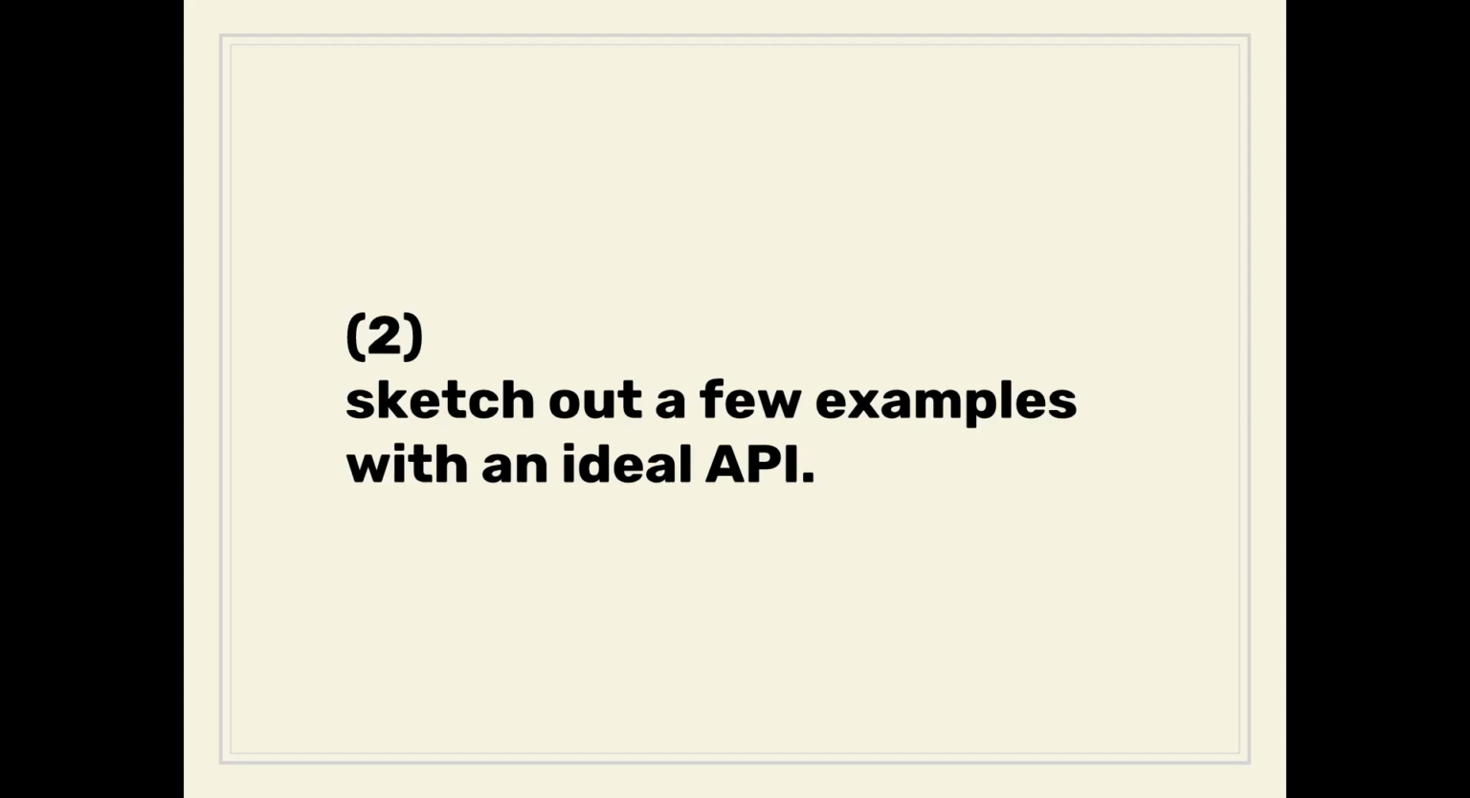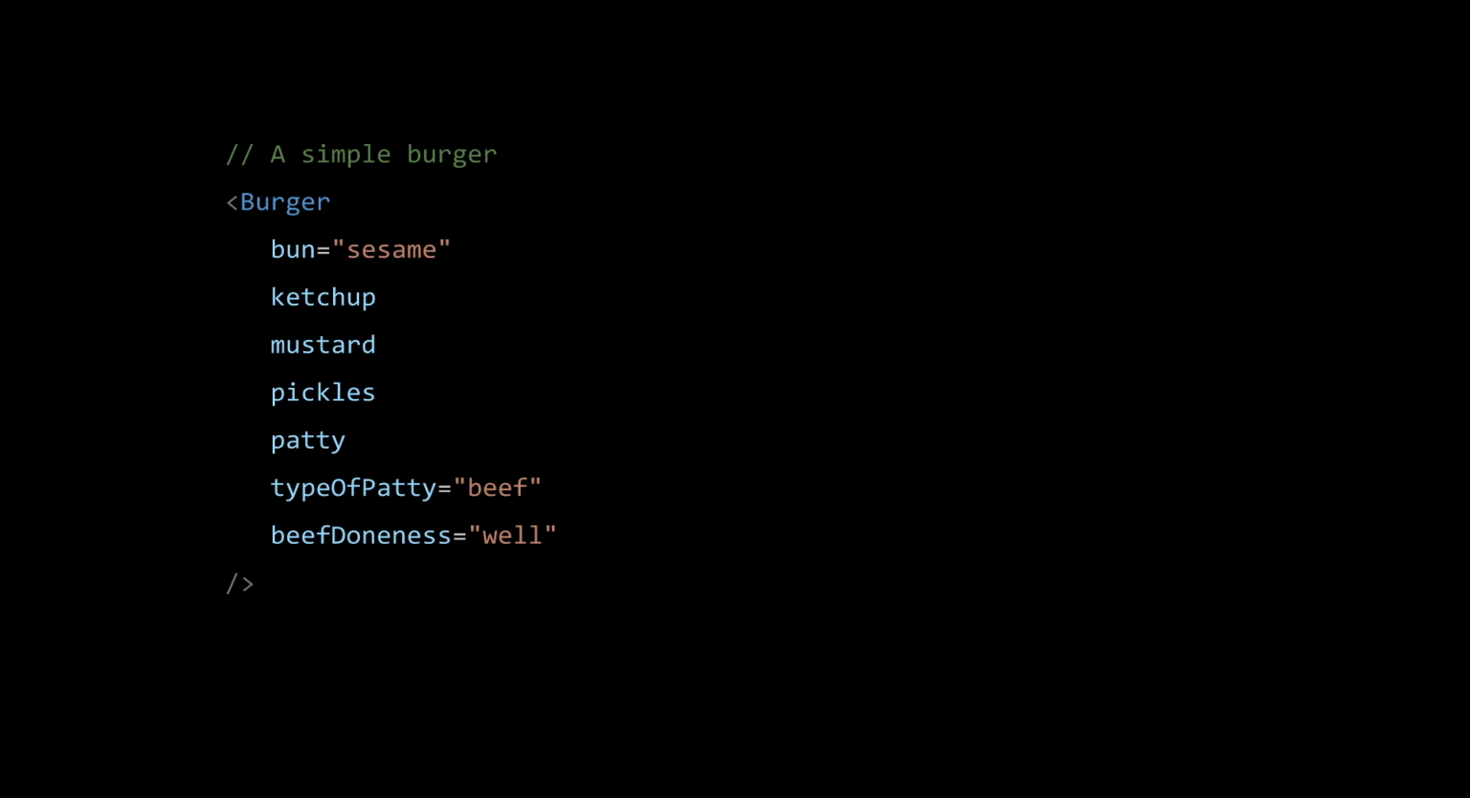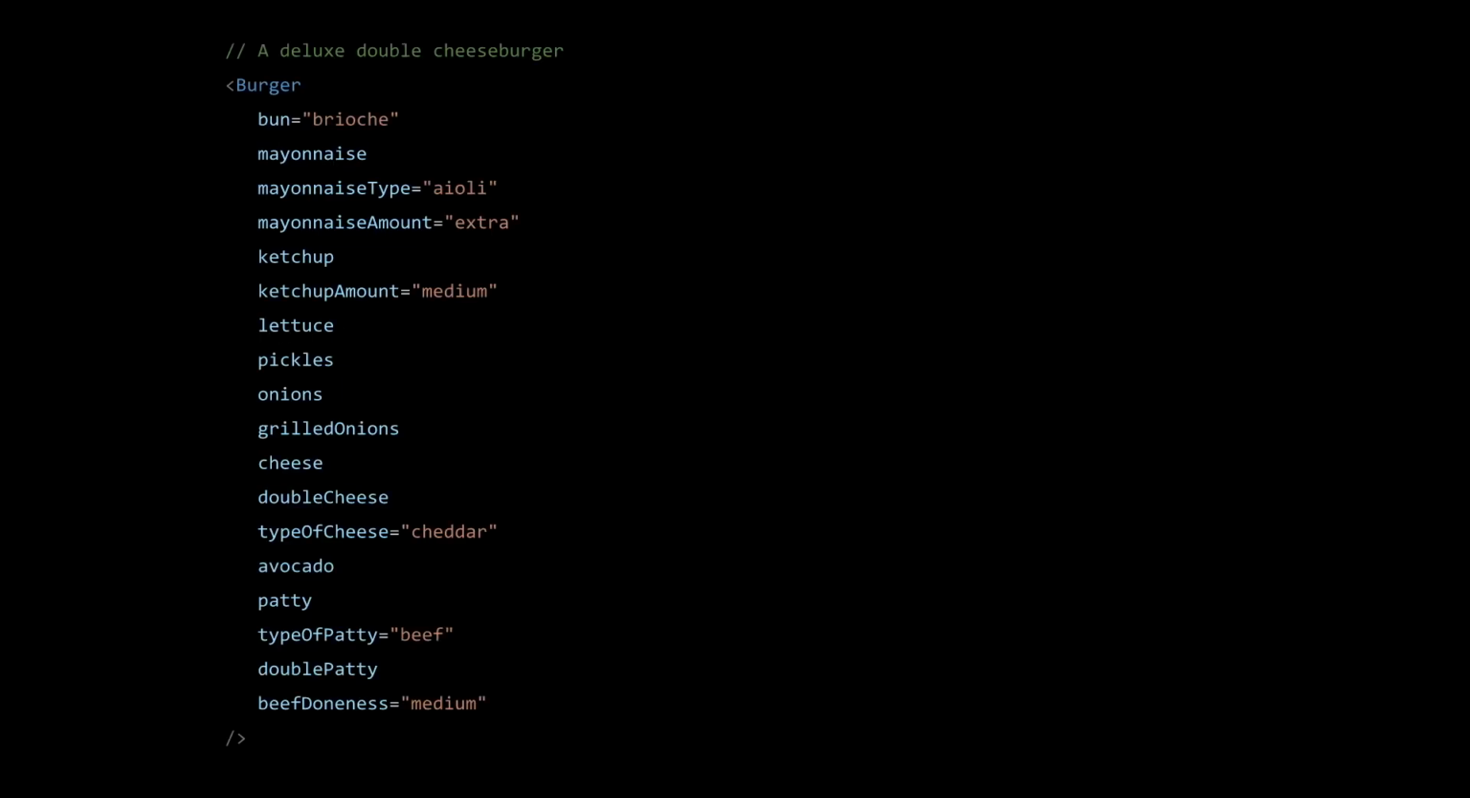Okay, so let's take those ideas and let's sketch out an API. So here is an example of what a burger component might look like. So this is simple, like standard McDonald's fare, right? It's a burger with ketchup, mustard, and pickles. You can look at the component and you can see what it has in it. Not bad. This is a more complicated deluxe double cheeseburger. This is something that I might order if I was really hungry.